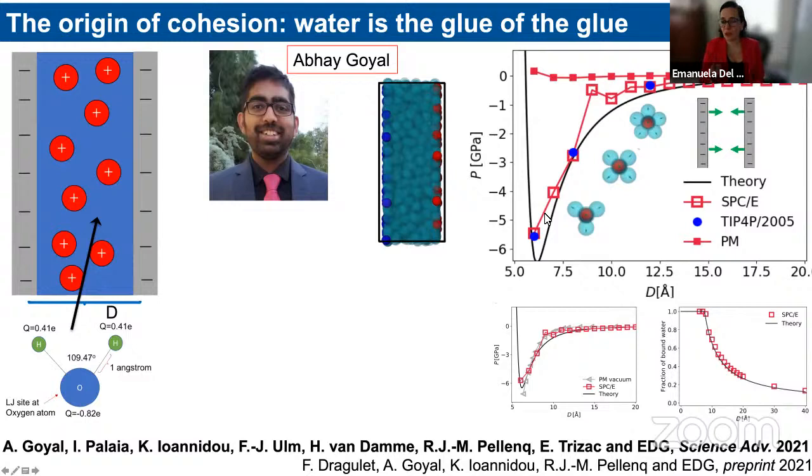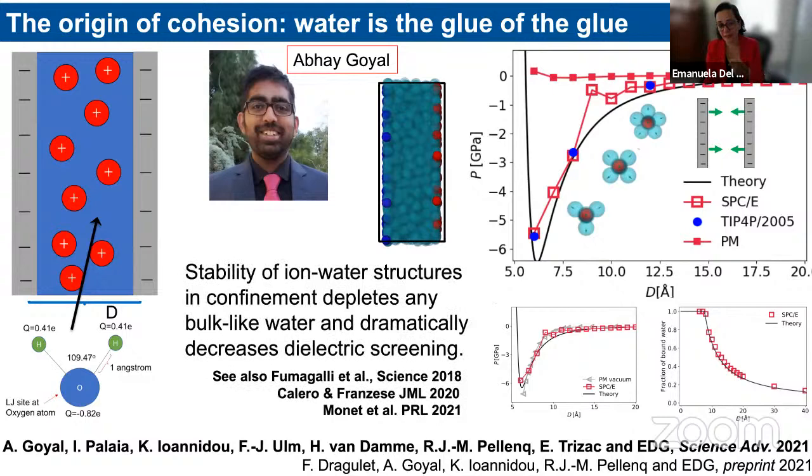And not only can you understand that, but you can realize that this very strong cohesion actually comes from the fact that in confinement, the water is able to reorganize around the ions, building structures that are different from just the bulk hydration shells, but they are incredibly stable. Basically, what they do is that they deplete any bulk-like water as the confinement between the two surfaces increases, which dramatically decreases the dielectric screening of water. So basically, we capture the reduction in the dielectric properties of water in high confinement that has been seen recently in experiments and simulation of confined water.